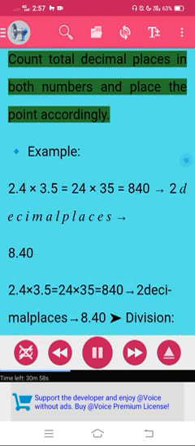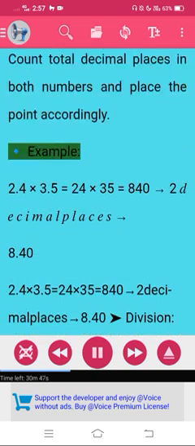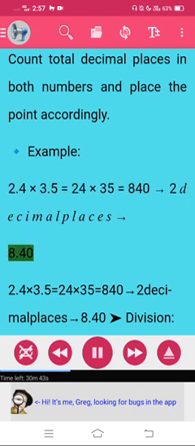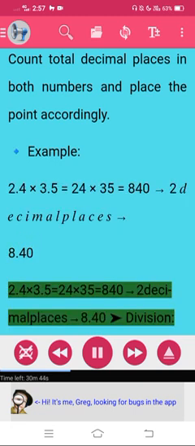Multiplication. Multiply without the decimal. Count the total decimal places in both numbers and place the point accordingly. Example: 2.4 times 3.5 equals 24 times 35 equals 840, 2 decimal places, so 8.40.